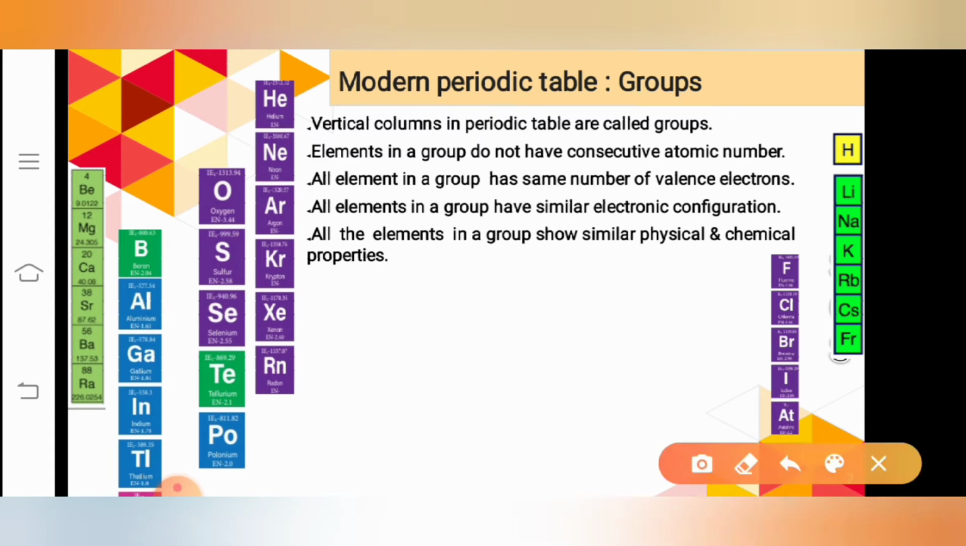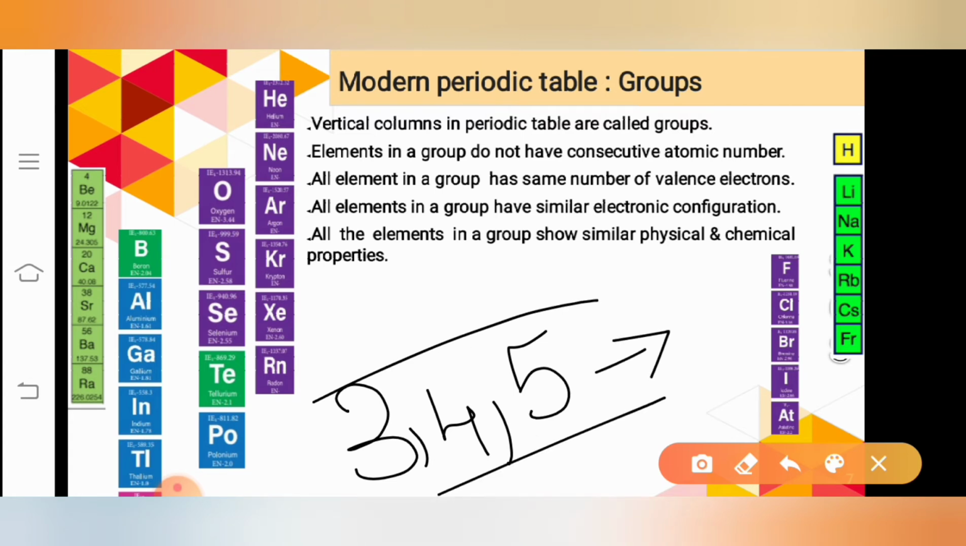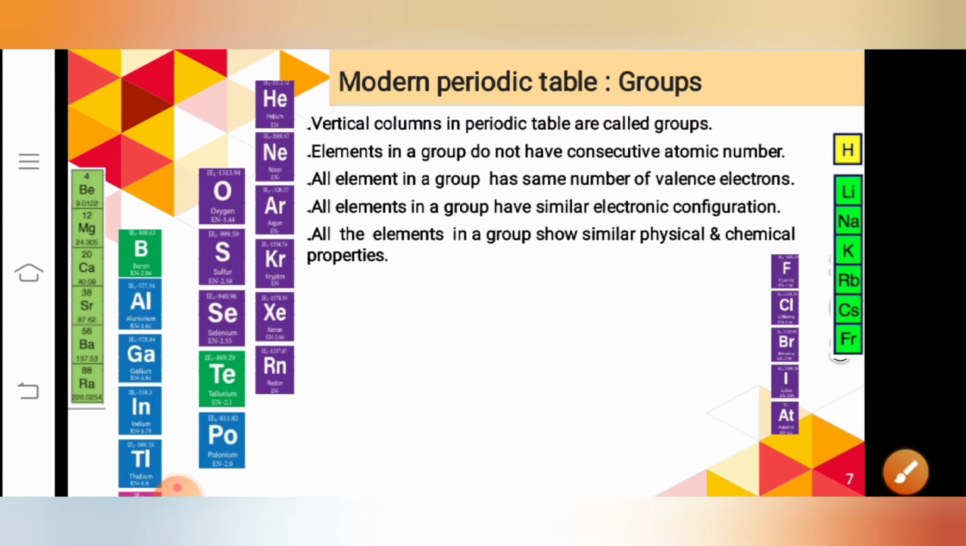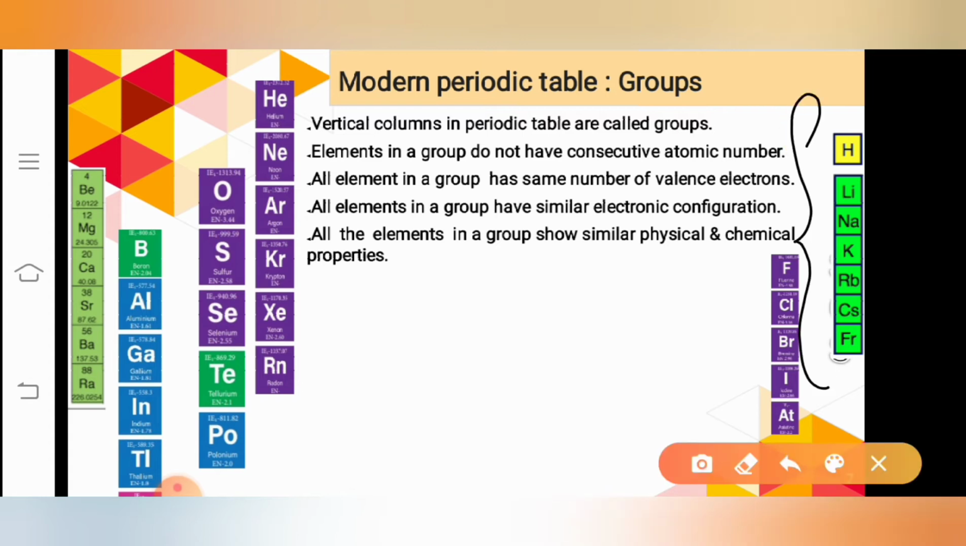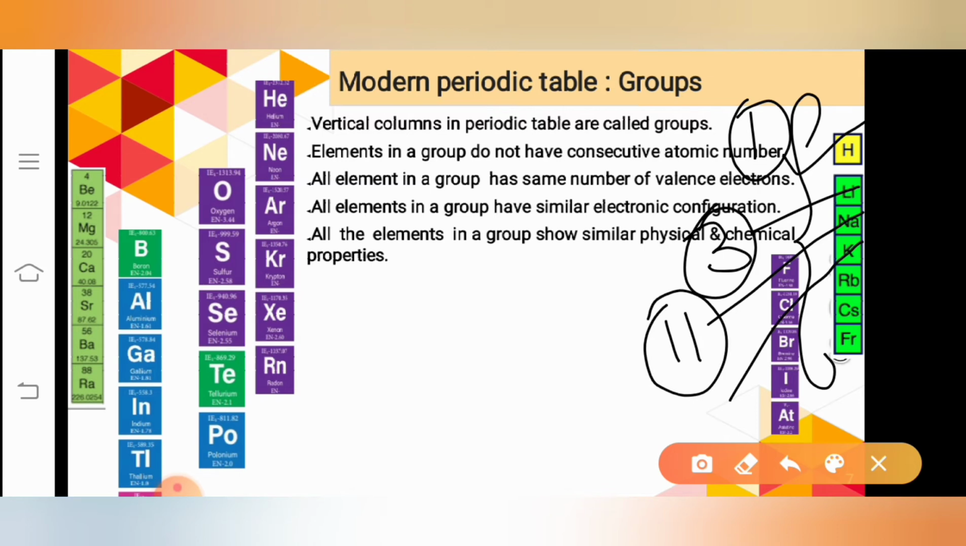When I was telling you about a period, I said the atomic numbers are consecutive, like after element 3 there will be element 4, 5, and so on. When I talk about a group, let us suppose this is the first group. Hydrogen is in the first group, with atomic number 1, followed by lithium, which is 3, and sodium, which is 11, and potassium, which is 19. Correct? If you look at their atomic numbers, they are not consecutive. They are not in order.